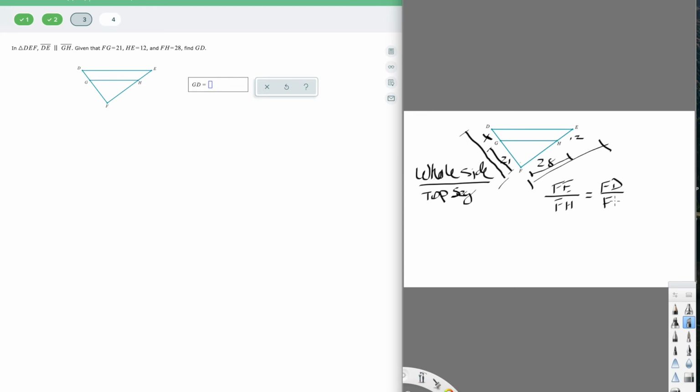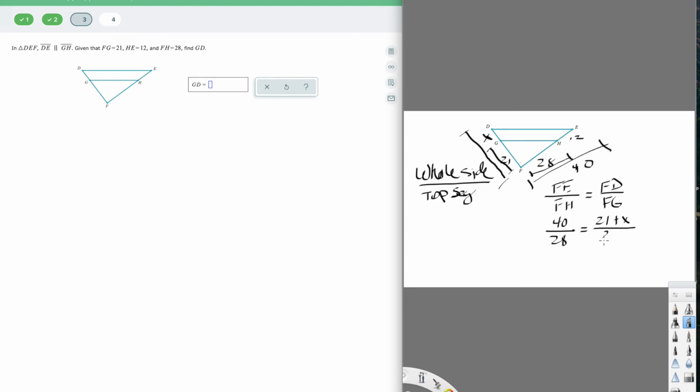So now let's go ahead and fill this in. FE, well, we know that it's 28 and 12 for the whole thing, so we're just going to combine them. We get 40 for the length there, because I just did 28 plus 12. FH was given to us, that's 28. FD was not fully given to us, but we know that we have 21 and we have X. So again, we can just add those together like that. 21 plus X is FD, that's the whole length. And then FG is the 21, like that.